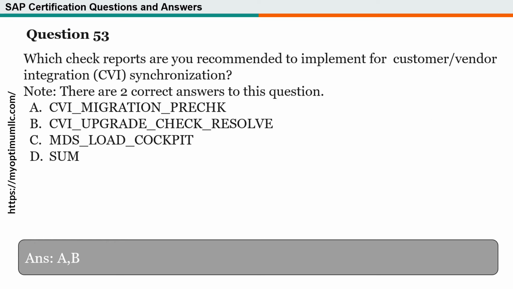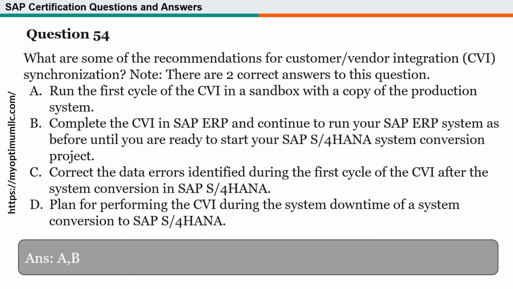Question 53. Which check reports are you recommended to implement for customer/vendor integration, CVI, synchronization? Note, there are two correct answers to this question. A. CVI_migration_preq. B. CVI_upgrade_check_resolve. C. MDS_load_cockpit. D. Sum.